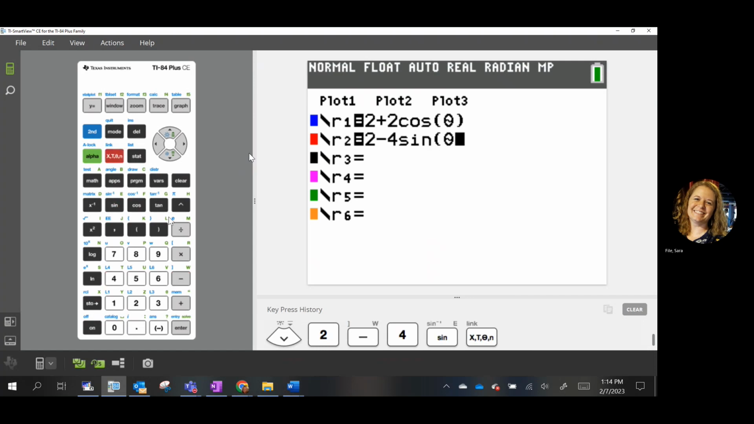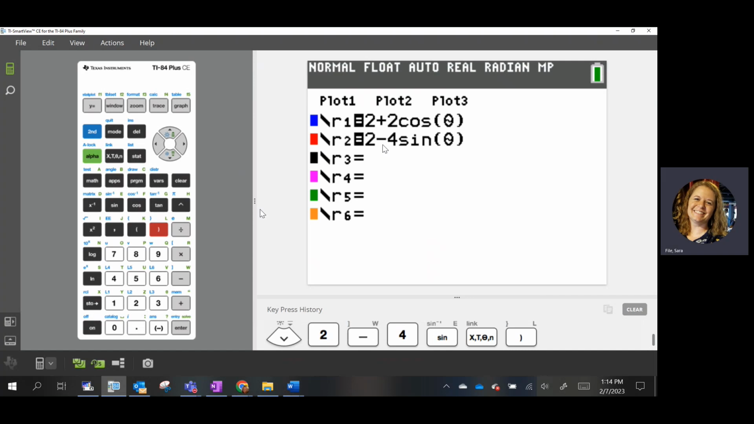What shape is this going to be? It's a limaçon, but when the A value is less than the B value, what happens? It's an inner loop. So this is going to be a cardioid and a limaçon with an inner loop.